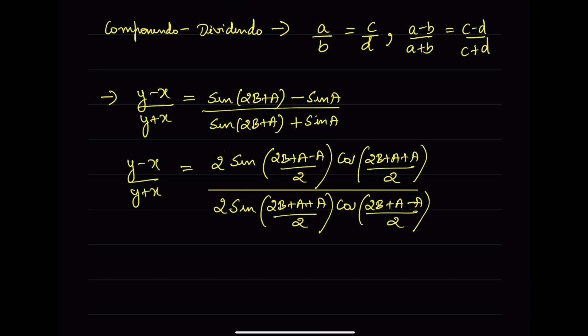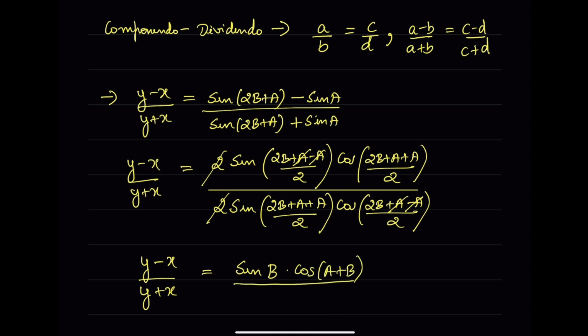So let's simplify this further now. We can cancel the 2. Then in the denominator we can cancel the a here, and in the numerator we can cancel the a, and in the denominator we can cancel a in the cosine function. So we can rewrite this as y minus x by y plus x is equal to sine b multiplied by cos of a plus b divided by sine of a plus b multiplied by cos b.